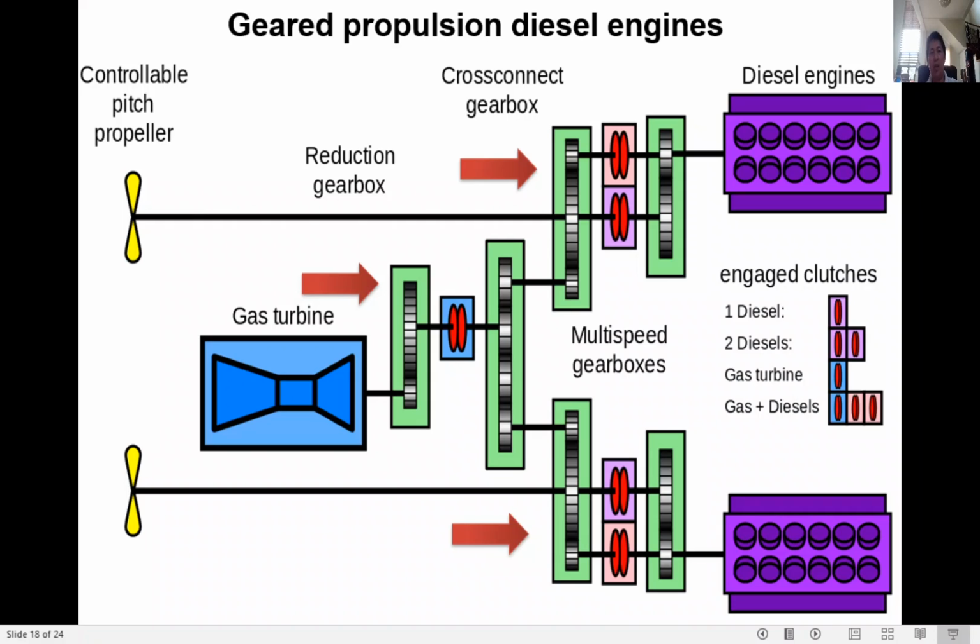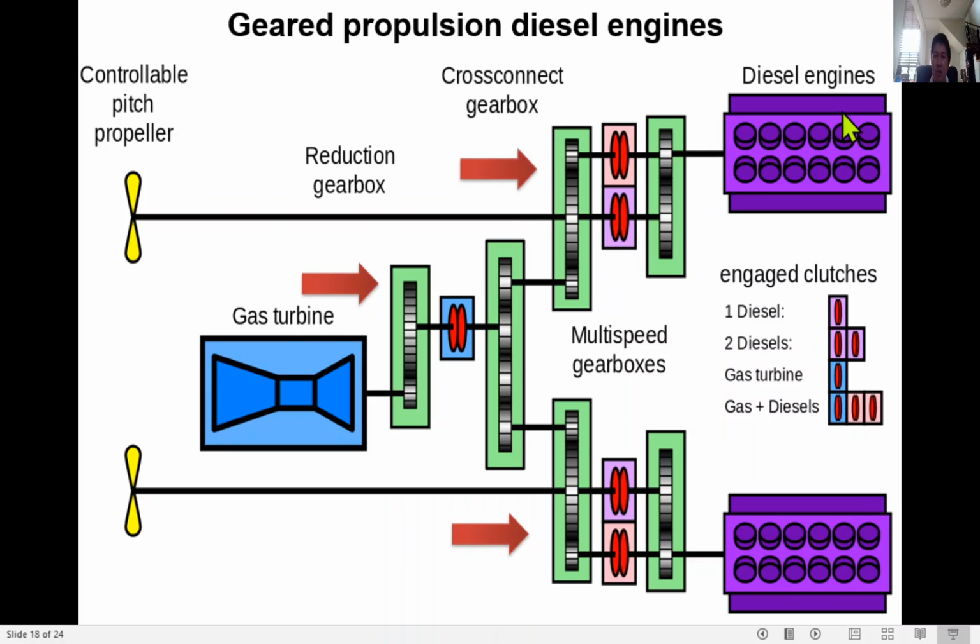So we have here the geared propulsion diesel engines. We have here the reduction gear, and that's why this is geared propulsion. This is the propulsion, this is the propeller. This reduction gear in an automobile is called the transmission, but in a ship it is called the reduction gear or reduction gearbox.